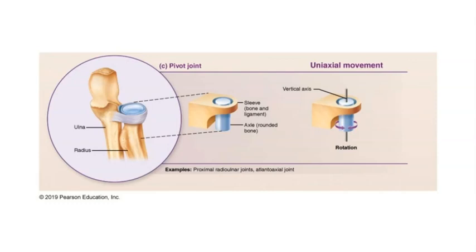So a good example of this is the joint between the proximal radius and the proximal ulna, which allows the radius to rotate over the ulna during that pronation movement of the forearm. Another example is the joint between the first cervical vertebra, which is called the atlas, and the second cervical vertebra, which is called the axis. And this allows the atlas to pivot about the axis, which allows us to laterally rotate our head from side to side, like when we're shaking our head no. So those are some examples of pivot joints in the body.